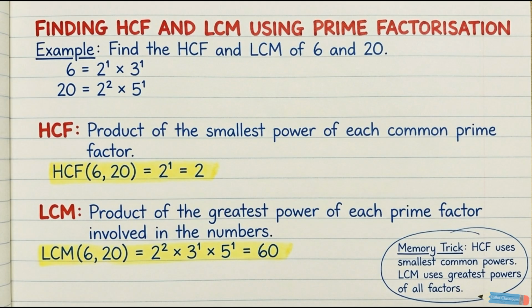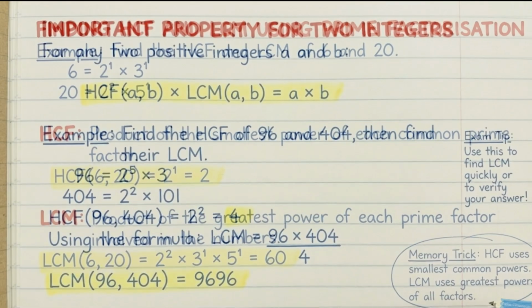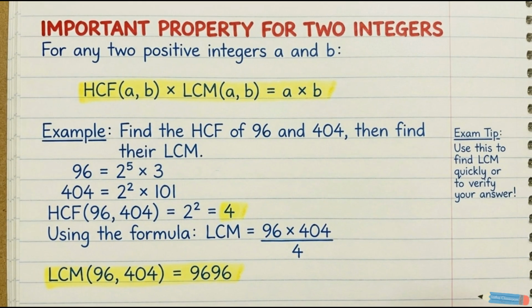LCM: product of the greatest power of each prime factor involved in the numbers. LCM of 6, 20 equals 2 square into 3 power 1 into 5 power 1, that is equal to 60. HCF uses smallest common powers and LCM uses greatest powers of all factors. Important property for two integers. For any two positive integers a and b, HCF of a, b into LCM of a, b equals a into b.